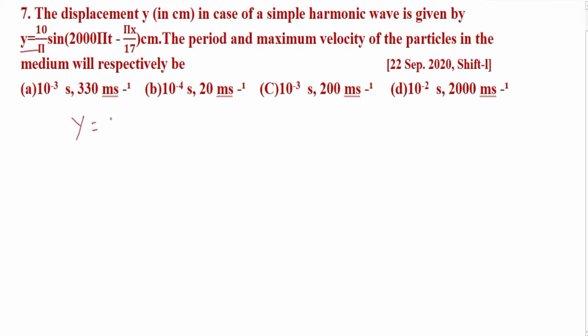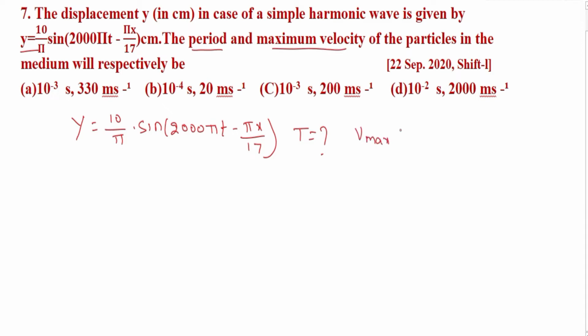That is, y is equal to 10 by pi into sine 2000 pi t minus pi x by 17, which is in centimeters. Now what did he ask? He asked us to calculate the period, which is nothing but the time period. Time period is how much? And maximum velocity, that is V maximum. V maximum is equal to how much?